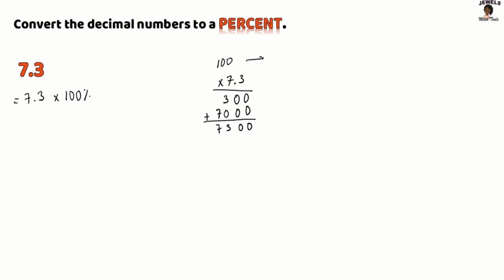Now because we're working with decimal numbers, we are going to go back and count how many digits are behind our decimal point so that we know where to input the decimal point in our answer. So in 100 we have 0 digits behind the decimal point. In 7.3 there is 1 digit behind the decimal point. So in total we should have 1 digit behind our decimal point. So we count 1 and input our decimal point. So our decimal number 7 and 3/10 as a percentage is 730%.